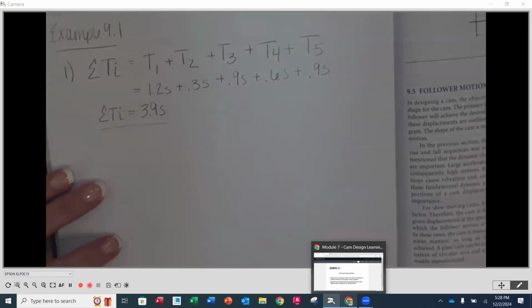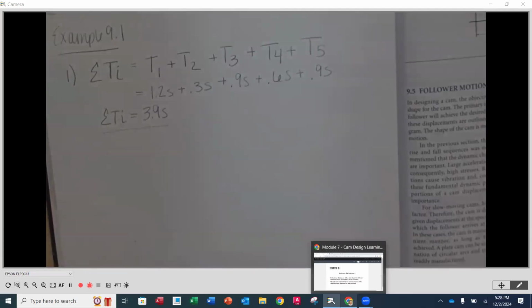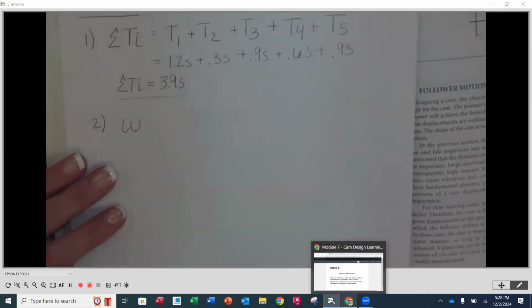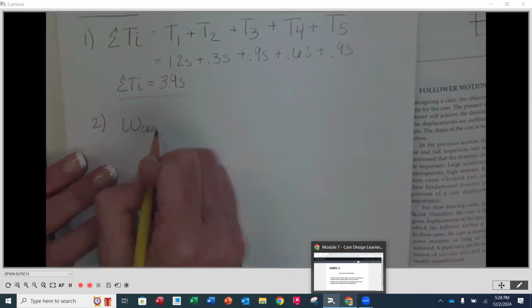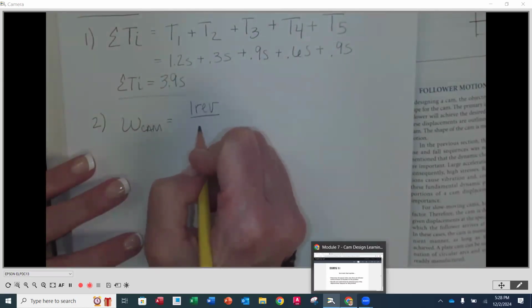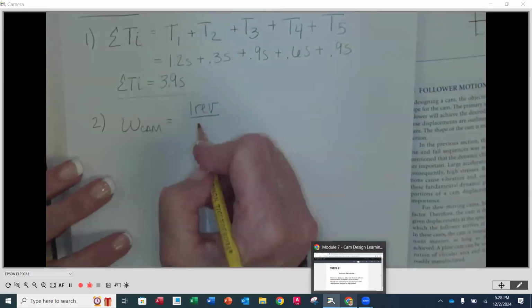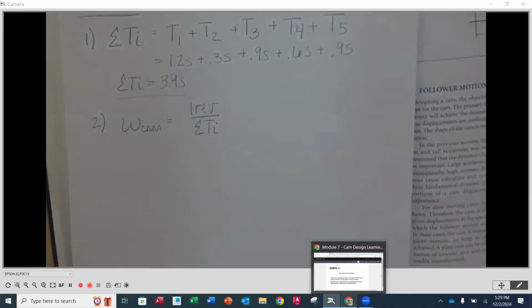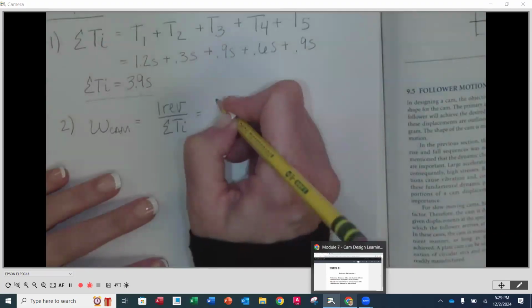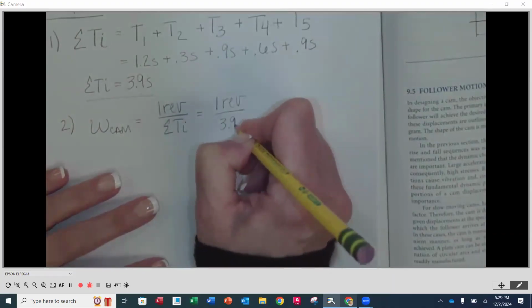Now, I'm not going to put a box around this because this isn't something they're asking for. They want us to plot the displacement diagram. We'll get there in just a little bit, but they want us to determine what is the speed of the cam. Remember, the cam is going to be on the shaft. It's going to be rotating. So the second step is we're going to determine the angular velocity of our cam, and that's going to be equal to 1 revolution divided by the total time for 1 revolution. We determined that our total time was 3.9 seconds. So this is going to be 1 revolution divided by 3.9 seconds.